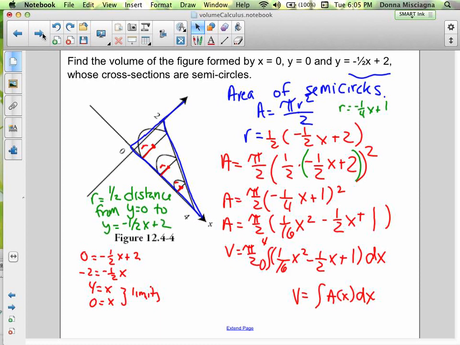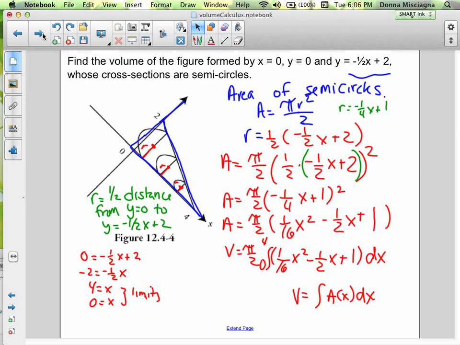But the shape is not the triangle. It's the semicircles, because it's got cross sections that are a semicircle. So if I slice down into this thing, it's a bunch of semicircles. It's got a rounded top. It's three-dimensional. So r is going to be half the distance from y equals 0 to the line there, because if I go all the way, I've got a diameter. So my r is just 1/2 of negative 1/2 x plus 2.